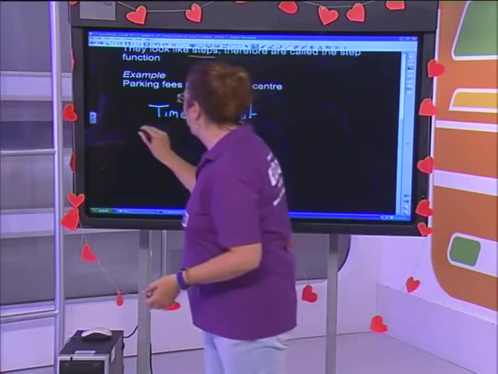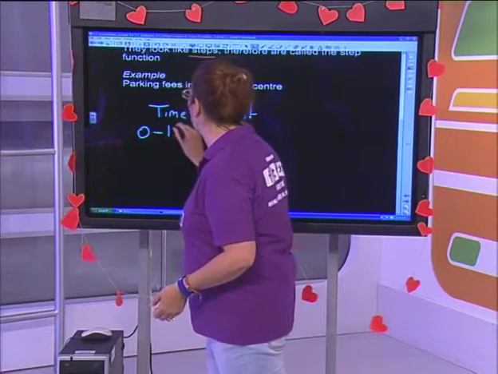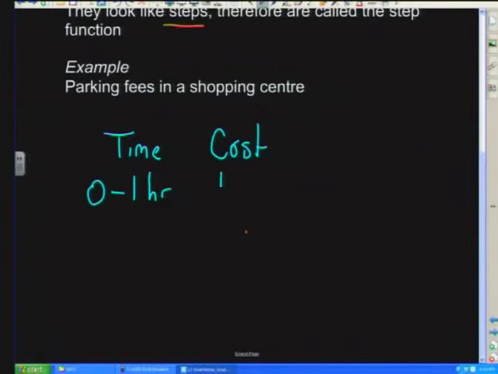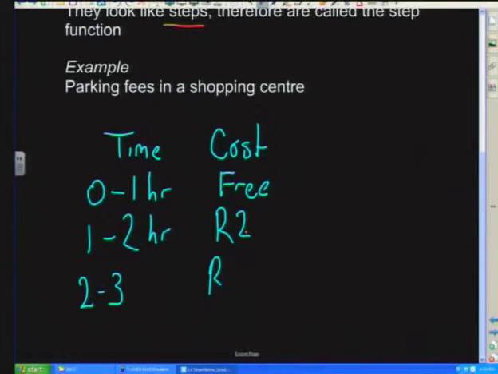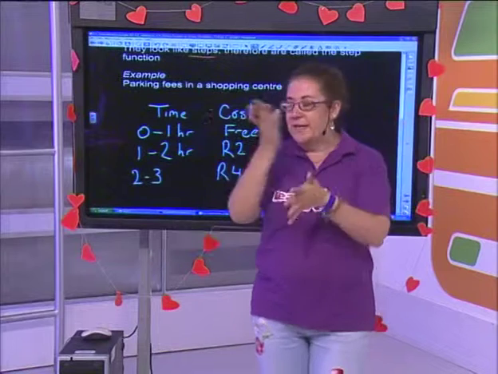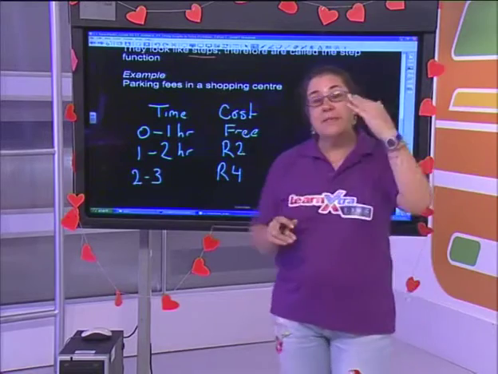So it kind of depends on where you go, let's say. 0 to 1 hour, and we're going to make that one free. Yes. And then if we've got 1 to 2 hours, let's say 2 Rand. 2 Rand. Okay, and 2 to 3 hours is, let's say, 4 Rand. And we carry on like that until it gets to a point where they say, well, for the whole day, it's a certain amount. Now, this is specifically a step.